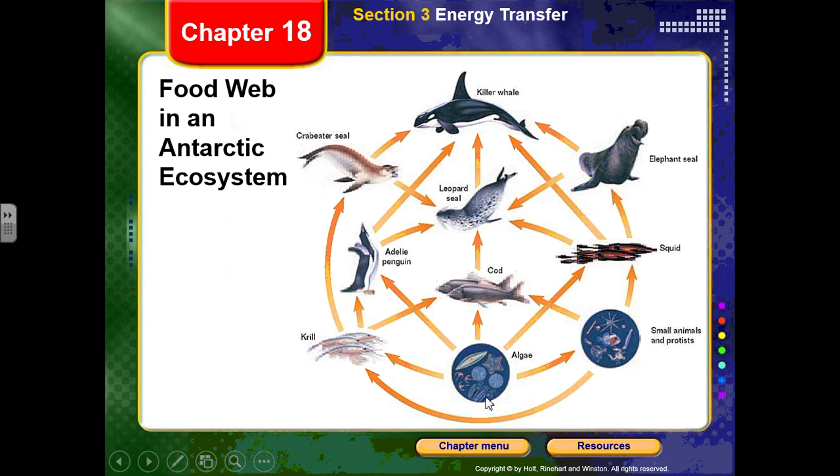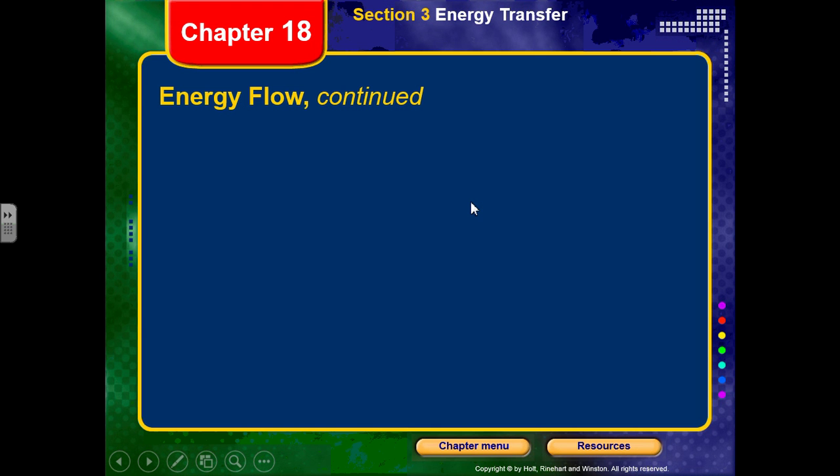Always start at the bottom with the basic organisms, the producers, if you will, of the food web or the food chain or this ecosystem. And so then we build up from the producer to the herbivores of some sort, to the primary carnivores, and then the top carnivore in the ecosystem, which of course is the killer whale.